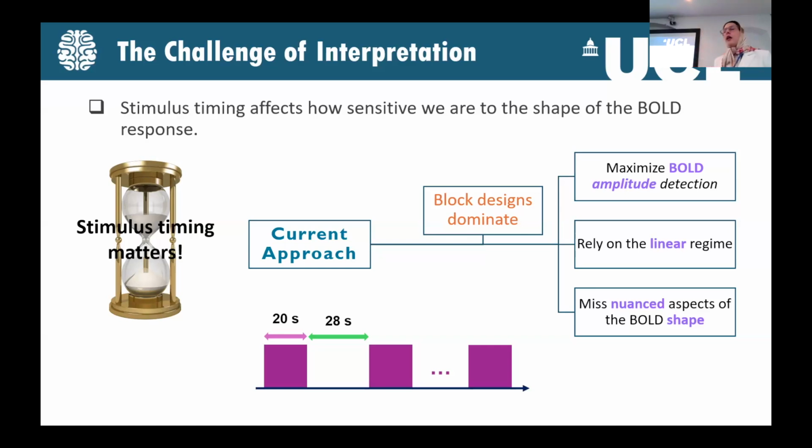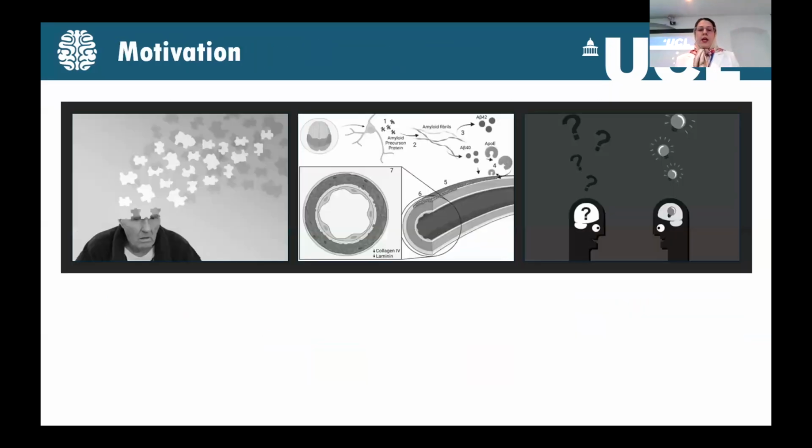But there is a catch here. We are potentially missing subtle features in the BOLD shape that could be clinically and cognitively critical, such as the ones used in repetition suppression experiments or in studying dynamics of the vascular blood vessels.